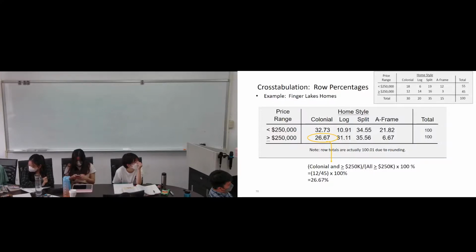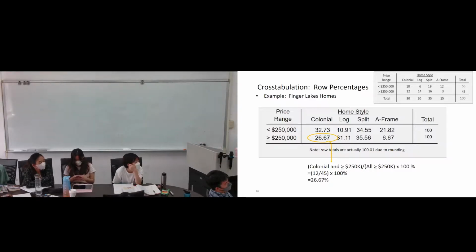32.73% here. And we divide 12 by 45. That's how we get 26.67% here. 10.91, how do we get that? 6 over 55. 31.11, 14 over 45.